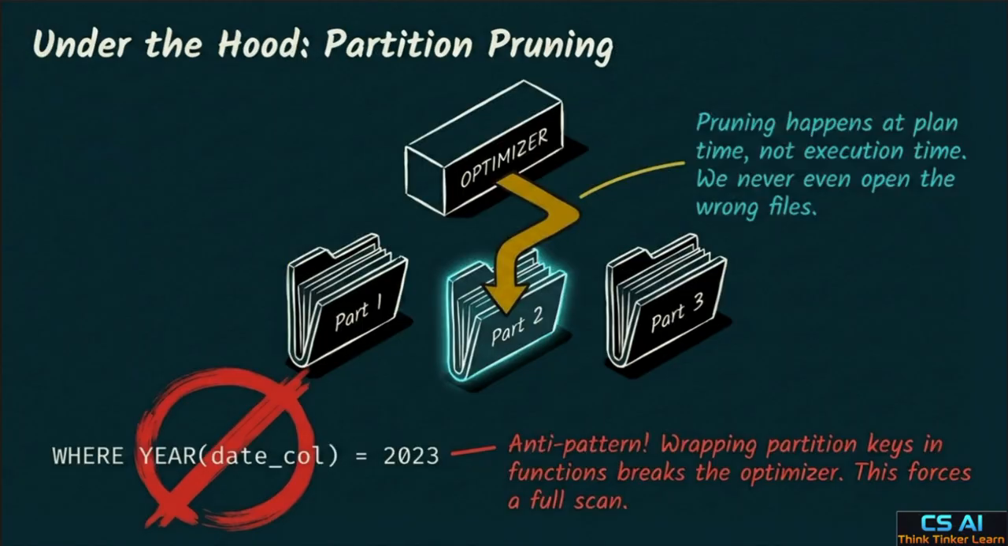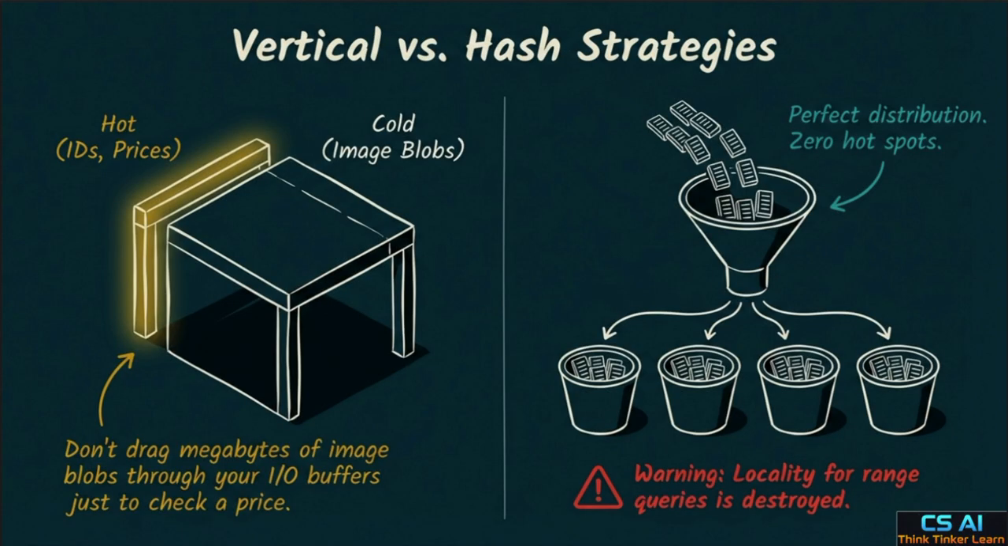Under the hood, this works through partition pruning. The optimizer knows exactly which file to open before the execution even starts. But watch out for the anti-pattern. If you wrap your partition key in a function like year on a date column, you break the optimizer. It can't see through the function, so it defaults to a full table scan, and your performance goes out of the window.